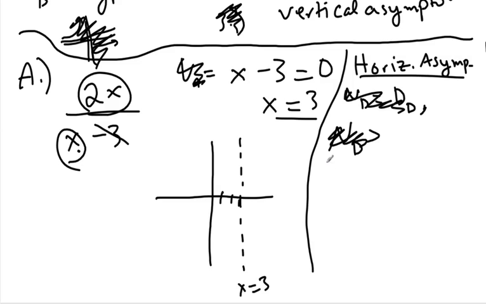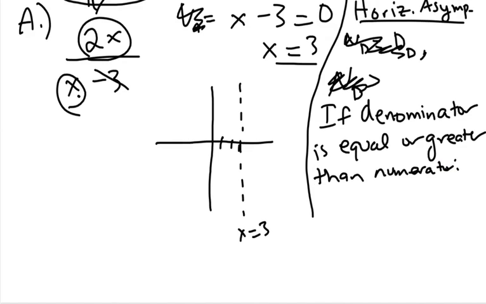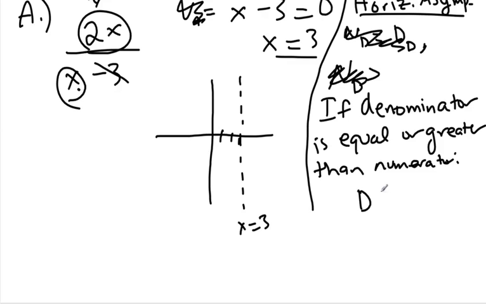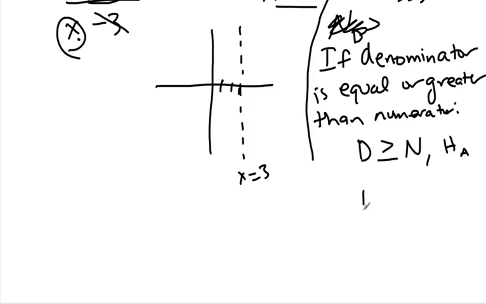Yes. If the denominator, let me write that out in words. If denominator is equal or greater than numerator, then we have ourselves our horizontal asymptote. However, if the denominator is less than the numerator, then we have something called an oblique asymptote.